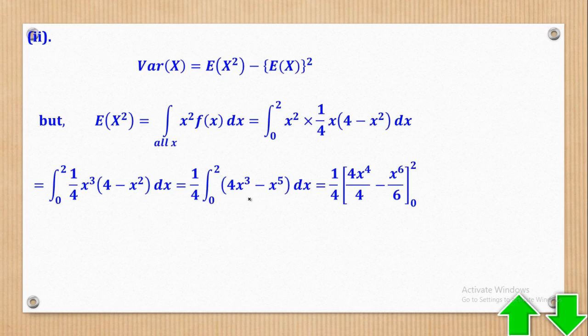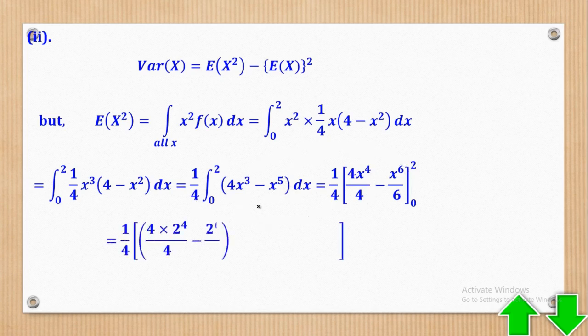Now next is to integrate. Remember the concept: increase the power by 1, divide by the new power. So this a quarter is still maintained there. For this term the power is 3, so increase it by 1 and you come up with 4, then divide by the new power, which is 4. Then for this term the power is 5, so increase it by 1 to come up with 6, and divide by the new power, which is 6. So with that we have integrated.